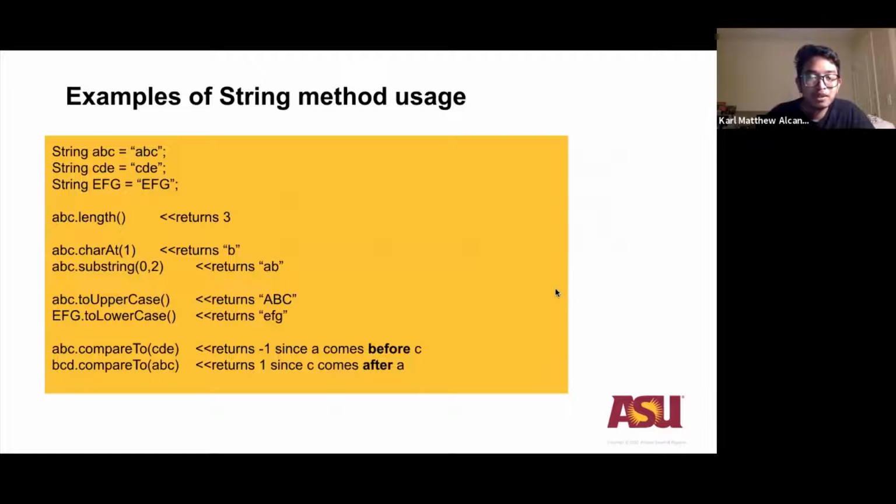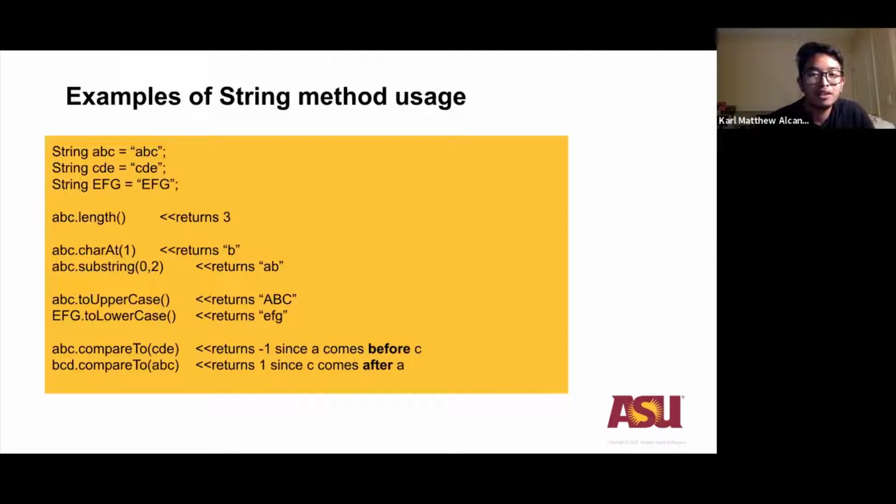So an example that I have here is I have string ABC, and I assign ABC to the string. I assign CDE to one string, and EFG to string EFG. So ABC.length returns the value 3 because ABC contains 3 characters.